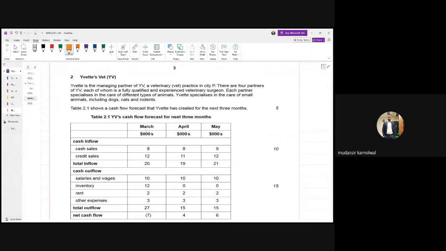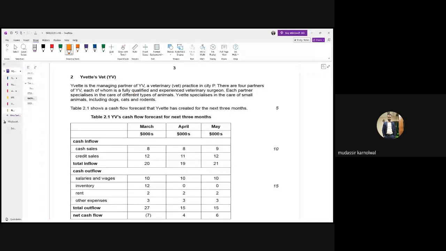I believe I am pronouncing it right. Okay? Vet is a managing partner of YV, a veterinary practice in CTP. There are 4 partners of YV, each of whom is fully qualified and experienced veterinary surgeon. Each partner specializes in the care of different types of animals. Vet specializes in the care of small animals, including dogs, cats, and rodents. Okay, table 2.1 shows a cash flow forecast that Vet has created for the next 3 months.